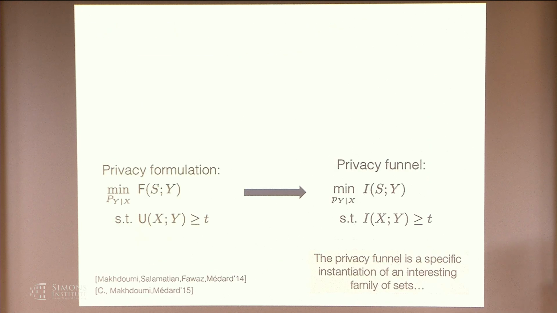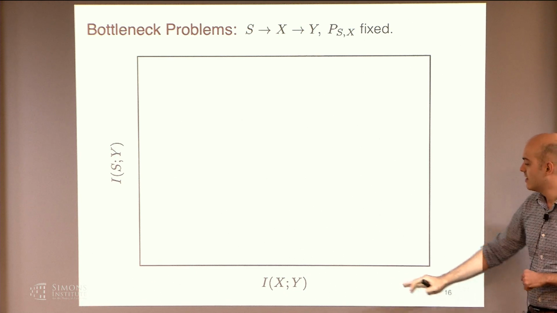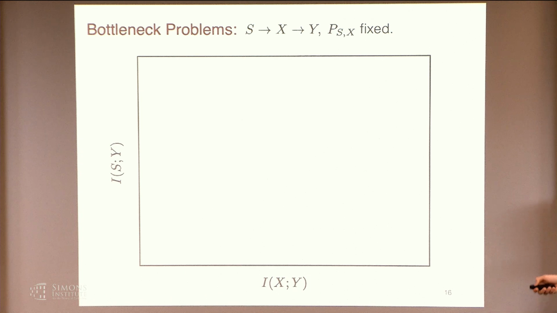So if you ask what is the joint range of pairs between privacy, the mutual information between S and Y, and utility, the mutual information between X and Y, you can plot this in a graph, right? Here we have this Markov chain relationship, S-X-Y. We're trying to understand the joint range. We're assuming that P of SX is fixed. On the x-axis, I have the mutual information between X and Y, so something similar to utility. And on the y-axis, I have something that looks like privacy.